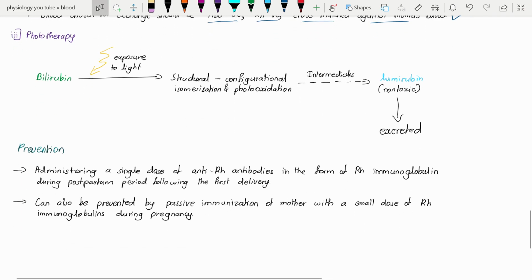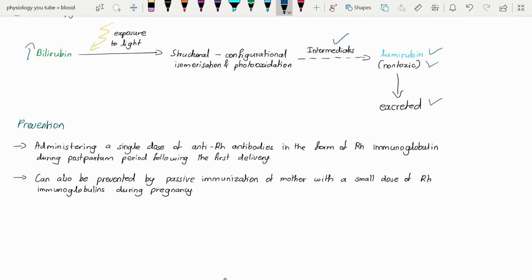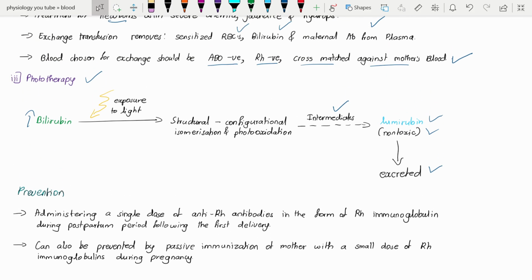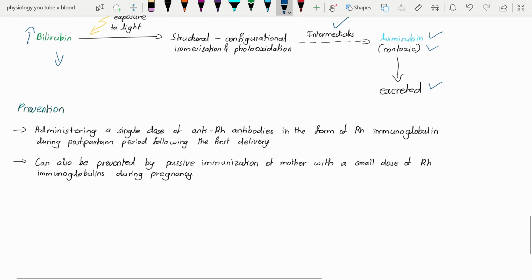And we can also give phototherapy. What happens is that, as we know, there is excess bilirubin in the blood. When you expose it to light of a certain wavelength, there occurs structural and configurational isomerization and photooxidation, and this bilirubin is converted to different intermediates, and finally metabolized into lumirubin, which is non-toxic and can also be excreted in the urine. So the bilirubin level is reduced in the blood.